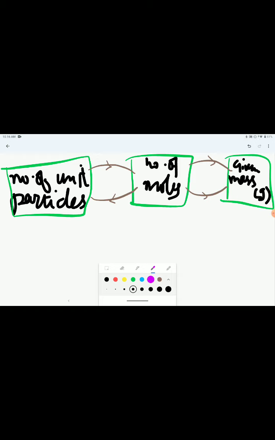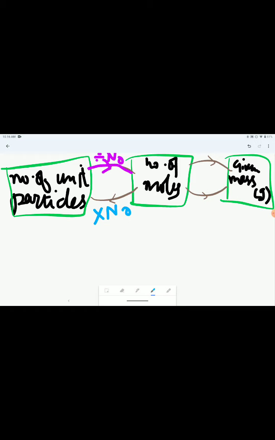Now, if in the question the number of unit particles were given and we were asked to find the number of moles, then we can divide it by Avogadro number. By dividing the number of particles by Avogadro number, we will get the number of moles. So if in the question the number of moles were given, see this arrow direction, now we should multiply it by Avogadro number. Suppose in the question the number of moles were given and we are asked to find the number of unit particles, then we will find it by multiplying with Avogadro number.